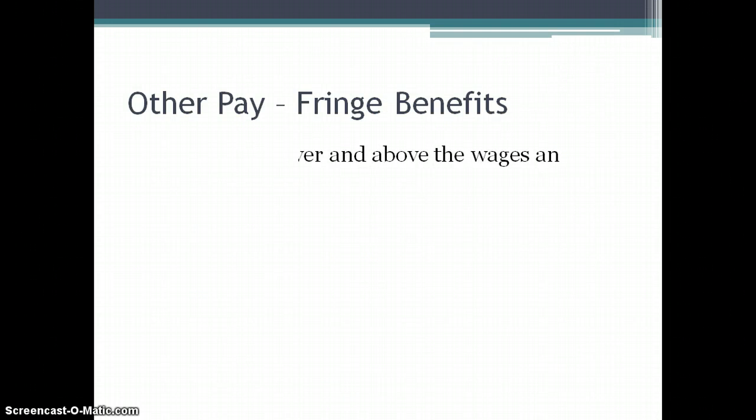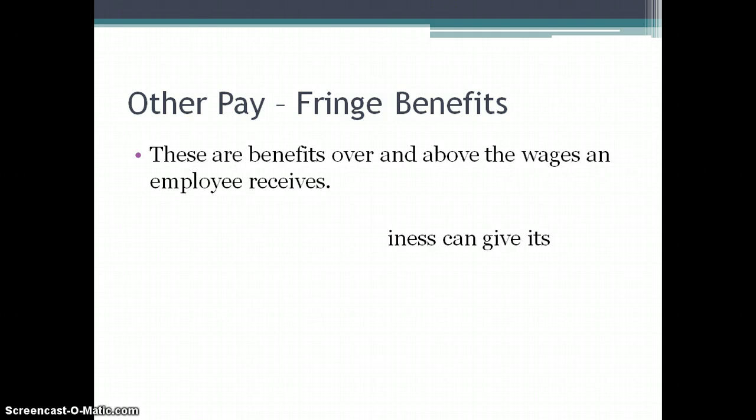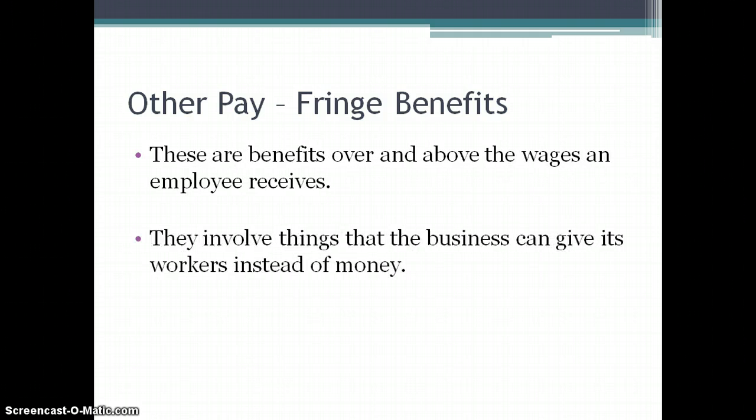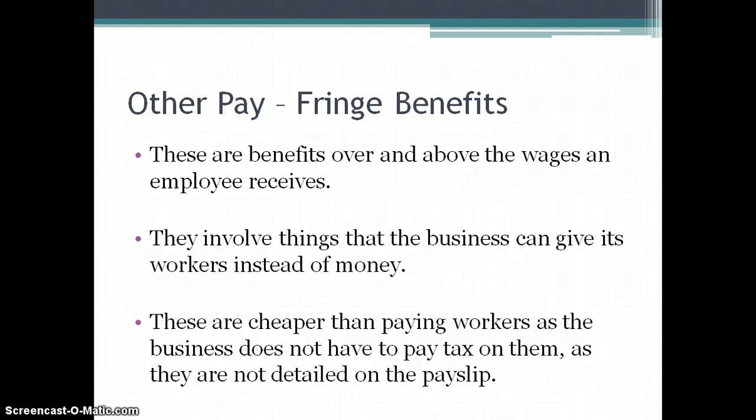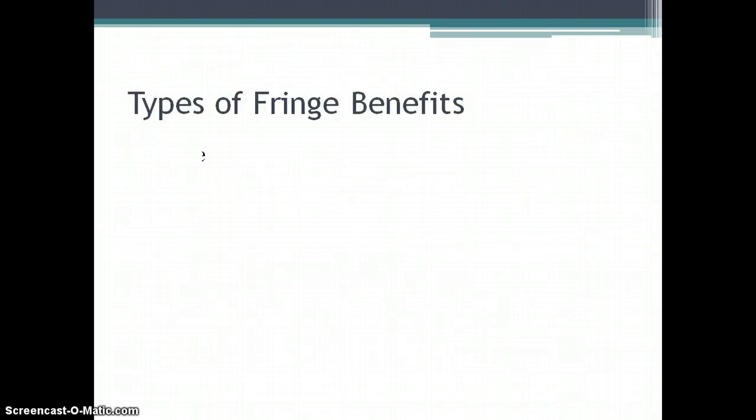The last part I want to consider, which also has a monetary value, are what we call fringe benefits. So these are benefits over and above the wages. So you get paid and you get fringe benefits. Now the key here is they're given to the employees instead of money, and there's a reason for doing that. It's because they don't have to pay tax on them if they're items. Tax is only paid on your pay and the money you earn, so your fringe benefits don't go through your pay slip.